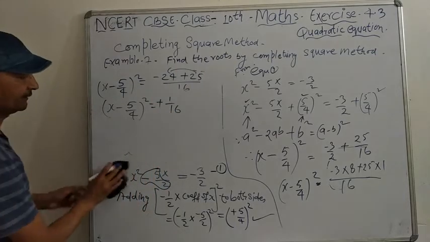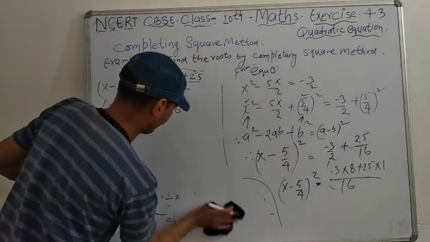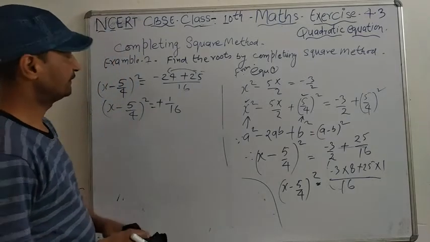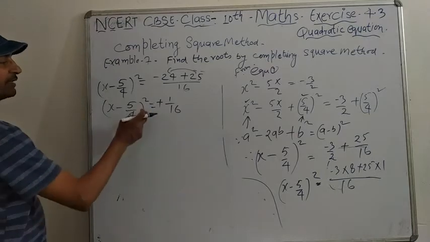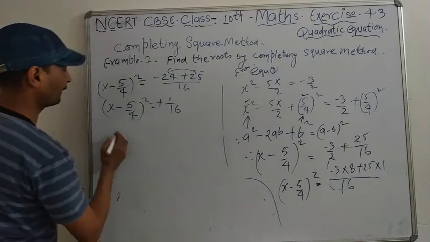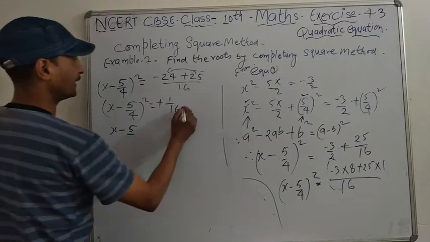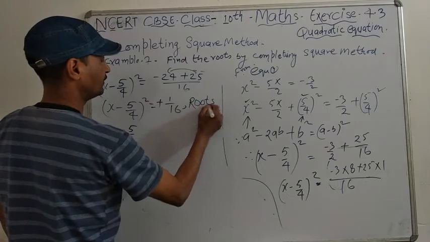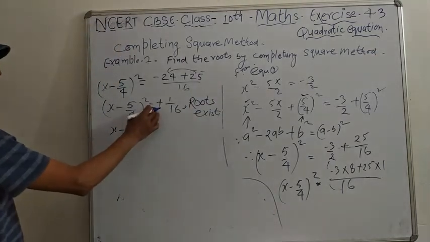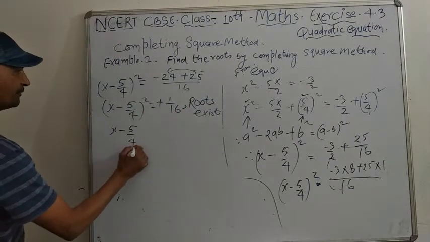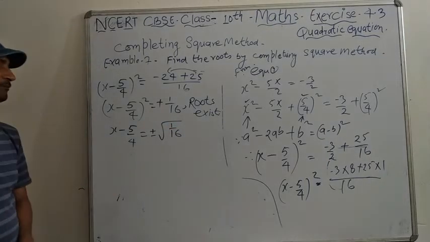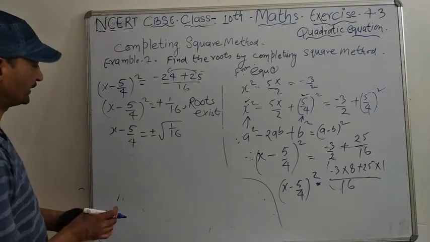Here it is positive. In some questions it may be negative. If it is negative, we write that roots do not exist, because we cannot find the square root of negative numbers. Here the roots exist, that means we can find the numbers. In the case of negative, roots do not exist. Then x minus 5 by 4 is equal to plus or minus, since any square root gives positive and also negative.